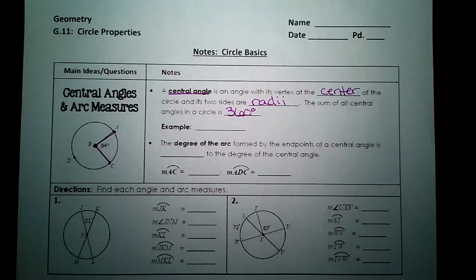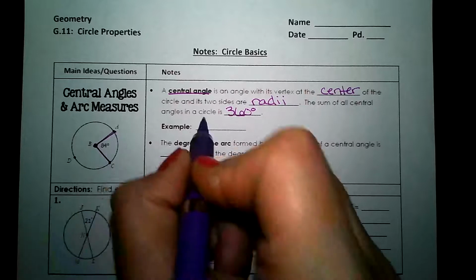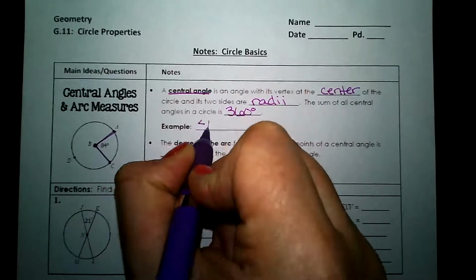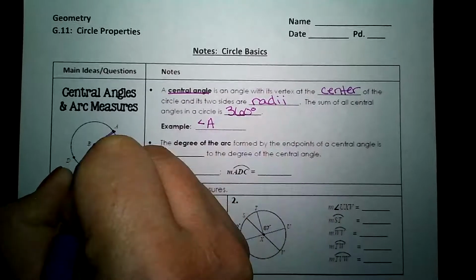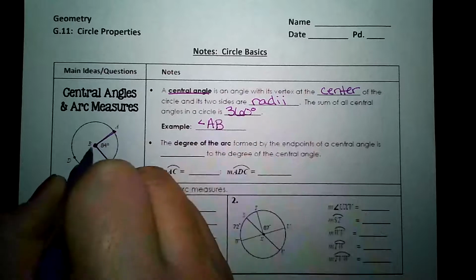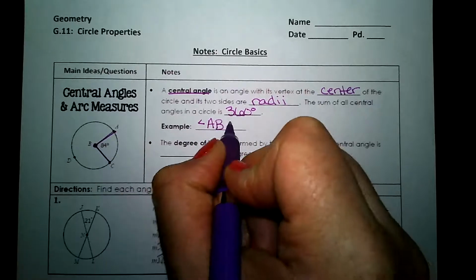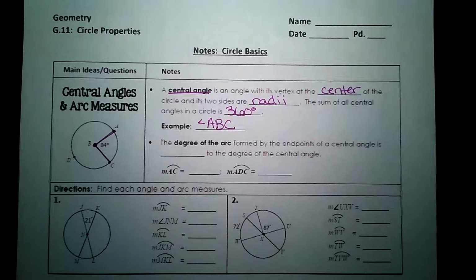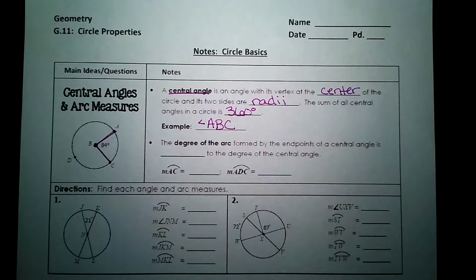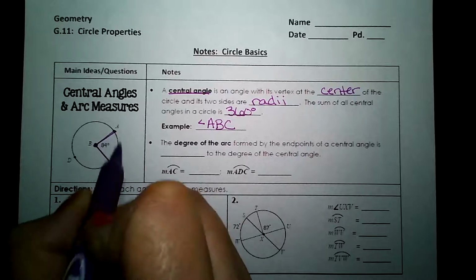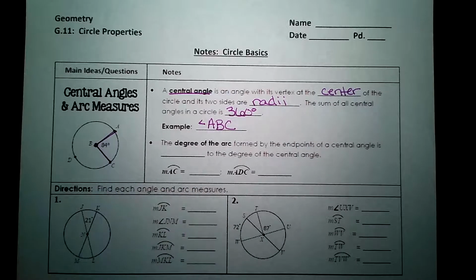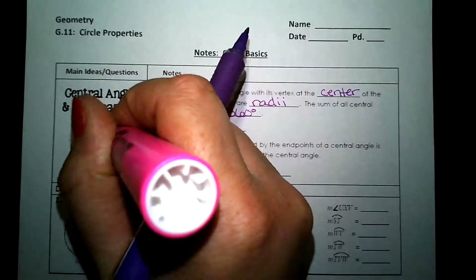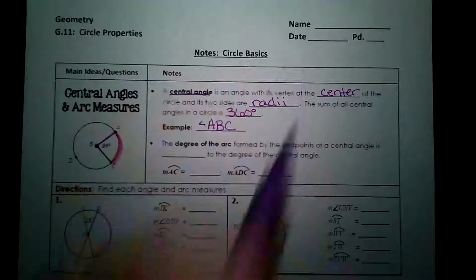All right, so let's take a look at this picture over here. We would call this central angle angle A, go down to the vertex at B, and then go back to the circle at C. So this central angle is angle ABC. A really important feature is the degree of this arc out here. Remember, an arc is along the edge of the circle. So I'm talking about this arc out here.